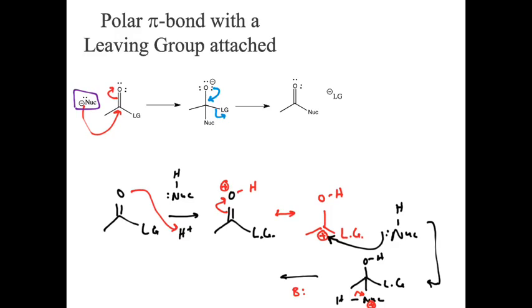B for base. Is it a strong base? How do we know it's not strong? Doesn't have a charge. And we're under acidic conditions. So what I'm trying to do is provide something that is consistent for the mechanism.